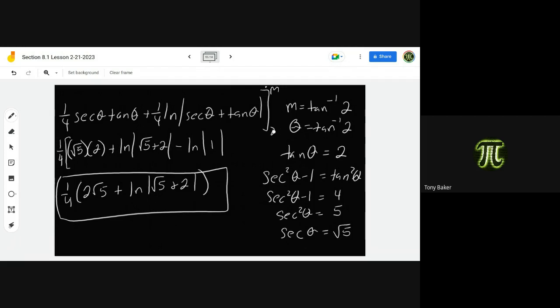The 0. Basically, everything else canceled out except for the ln of 1, which ends up being 0. So the 0 ends up canceling it all out anyway. That's why that disappeared in the final step.